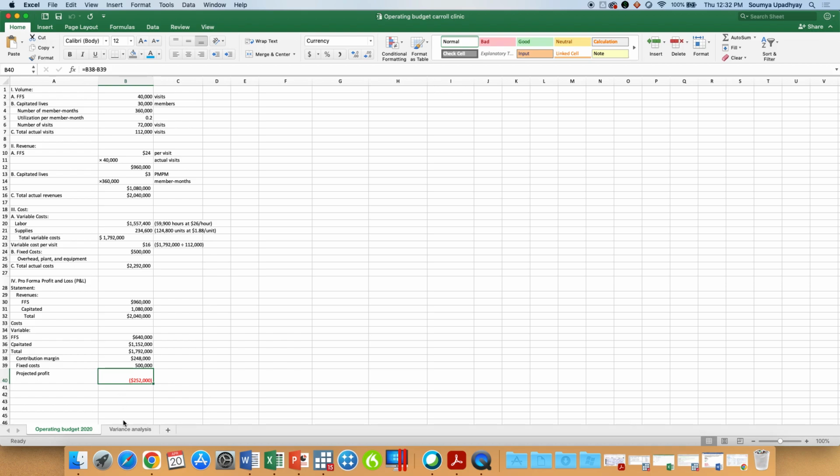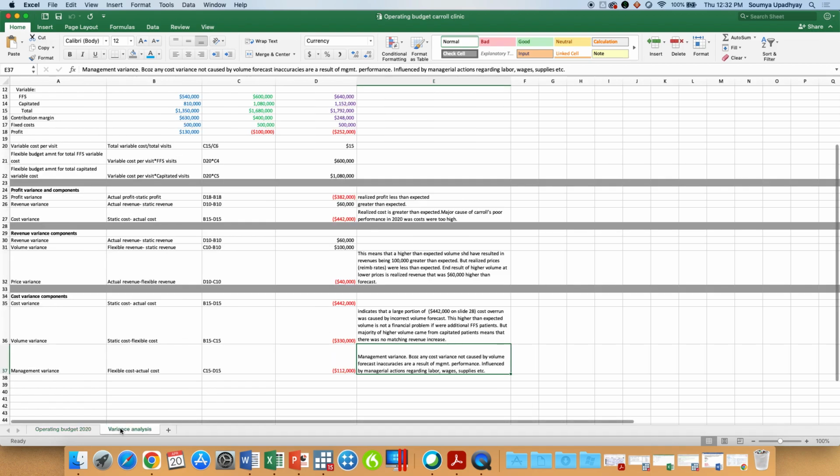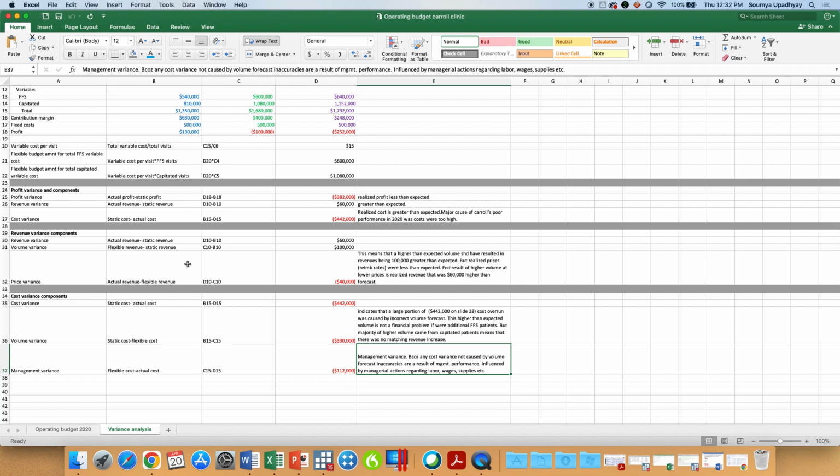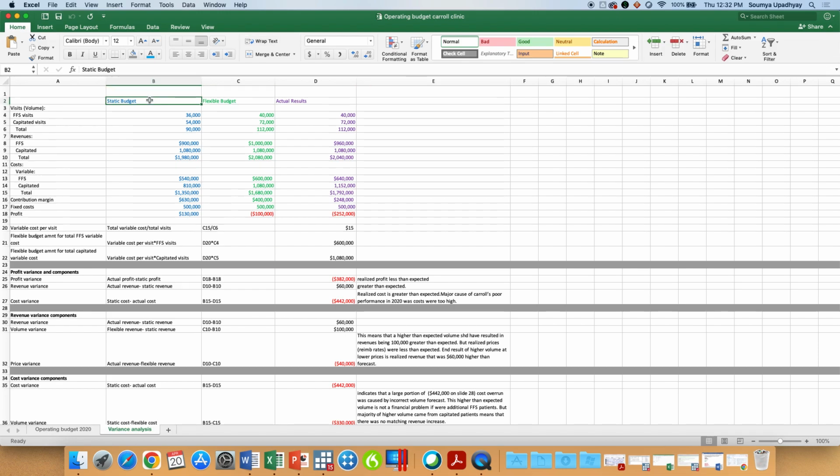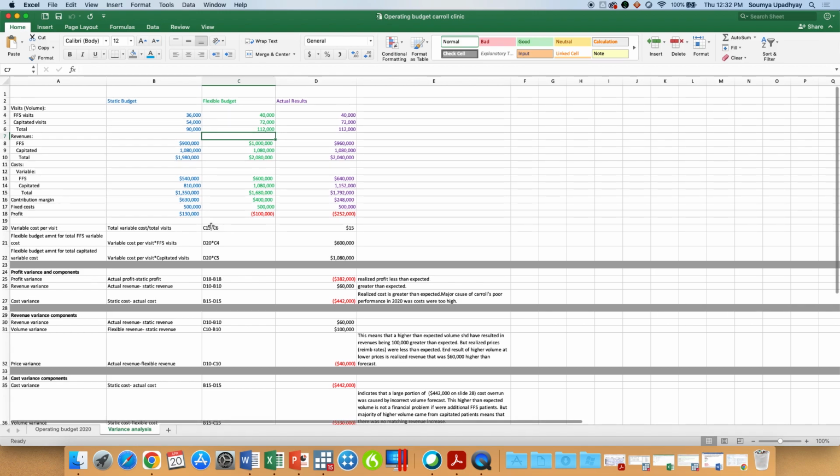Okay, so now we move on to variance analysis. In variance analysis, we are looking at some types of budgets. We have already explained that there is a static budget, there is a flexible budget, and there are actual results. And these are the values that are already given to you on the slides. I have just put them and organized them in a nice spreadsheet for us to look at easily instead of jumping from slide to slide.